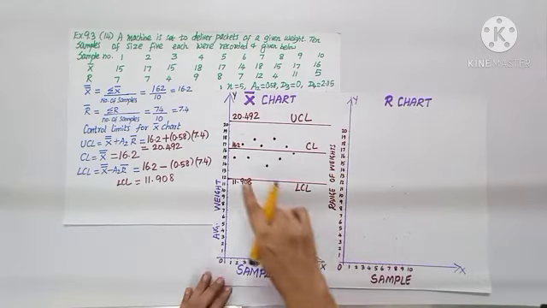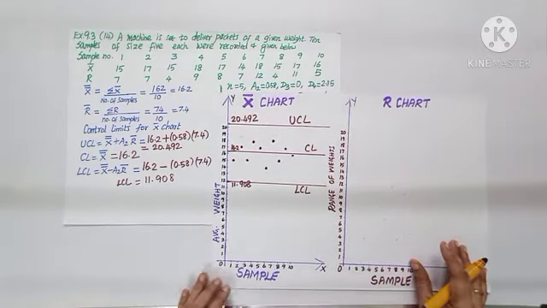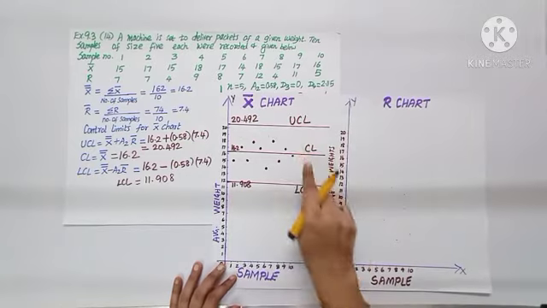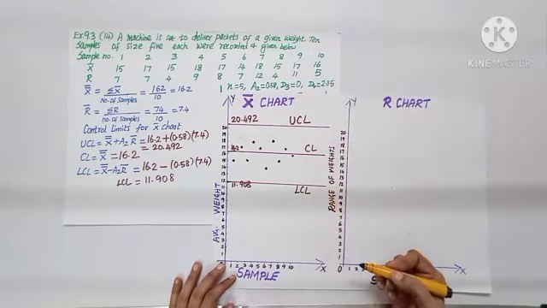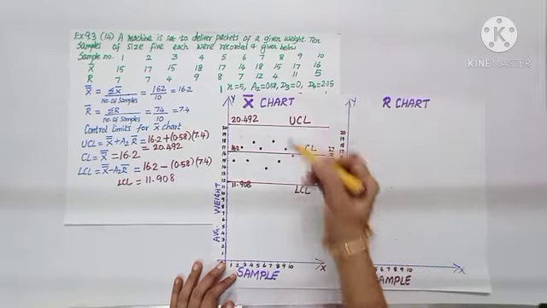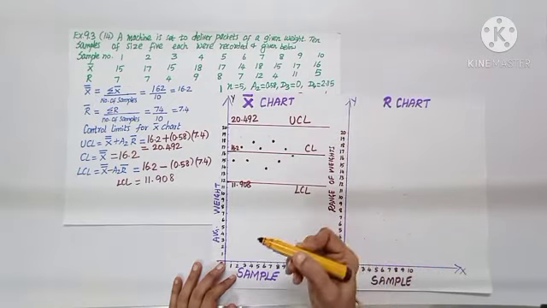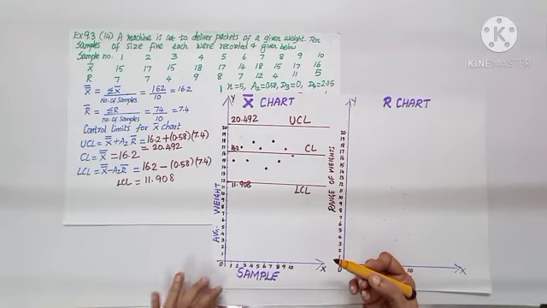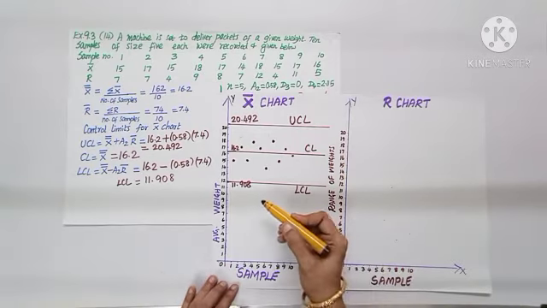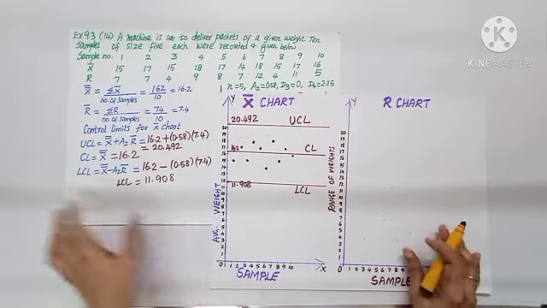As we have plotted the points, we can check. All the points are falling between LCL and UCL. So, X bar chart, we can conclude the process is in control. But that is not the final conclusion. We need to check R chart also.